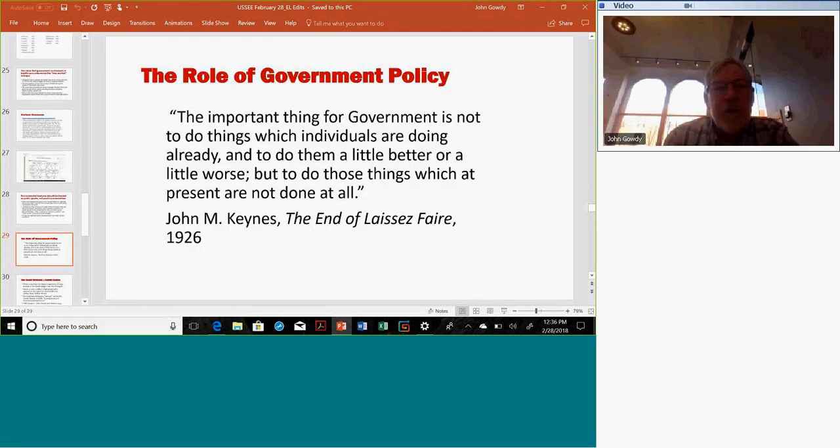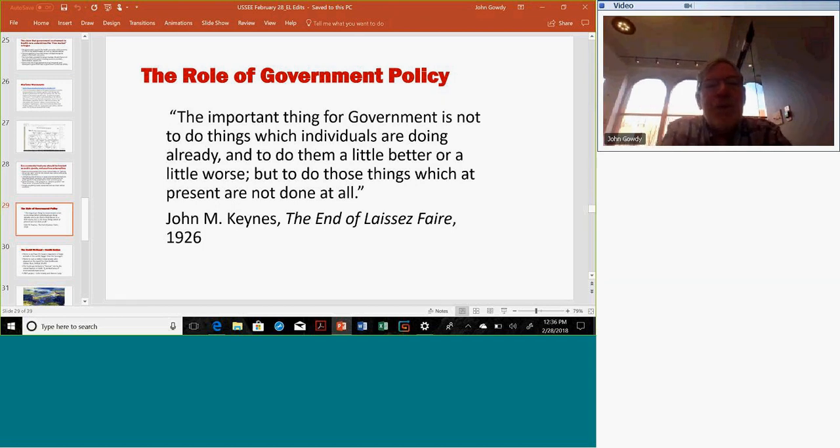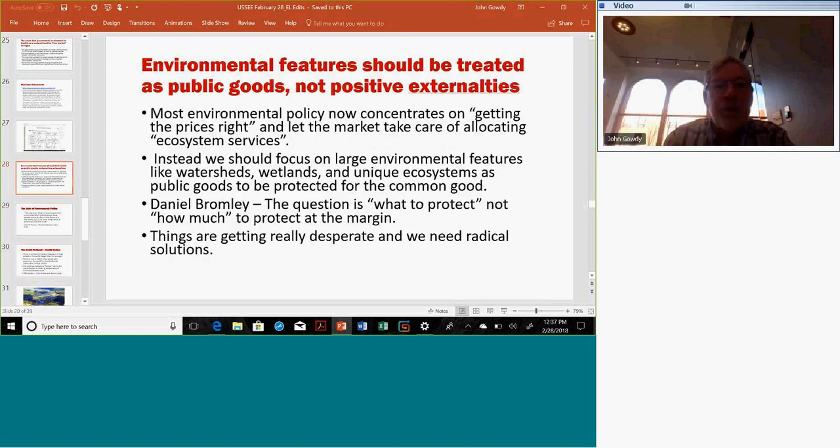I had a quote, this quote from John Maynard Keynes: important for government is not to do things which individuals are doing already and to do them a little better or a little worse, but to do those things which at present aren't done at all. And again, countries like China, one reason their economies are booming is because the government can mobilize these massive amounts of capital in specific, very large investment projects that the private sector can't do.